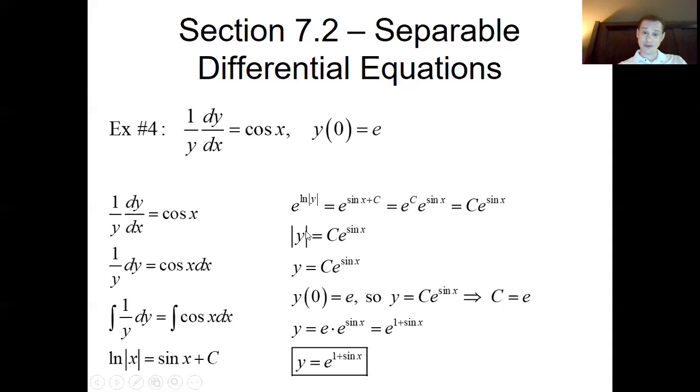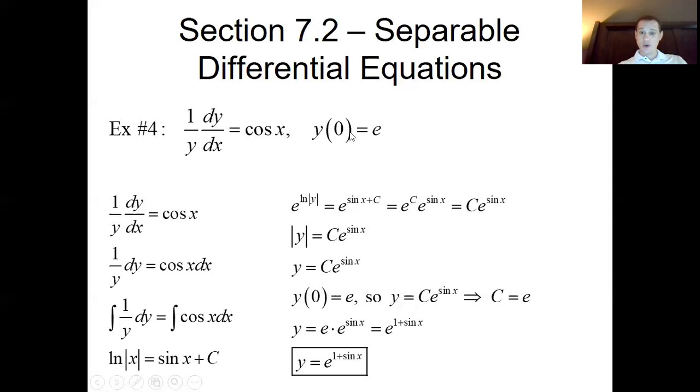Again, if the absolute value of something is a number, then that something inside the absolute value must be plus or minus the number. Well, plus or minus a constant is another constant, so I just drop that. And there we go. There is our general solution for this. It's got y solved for. y is some constant times e to the sine x, which apparently solves this differential equation.